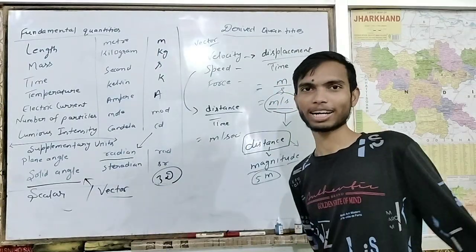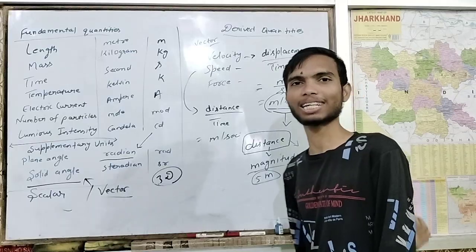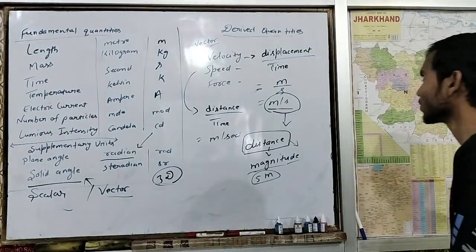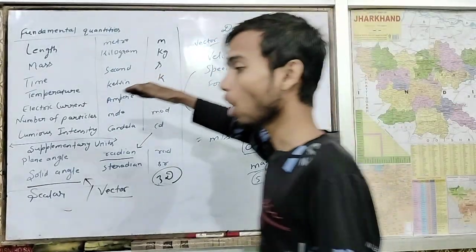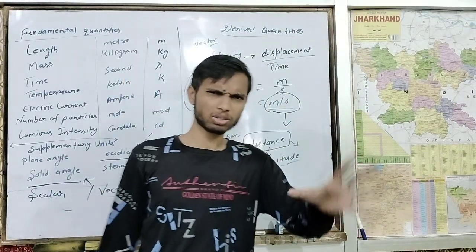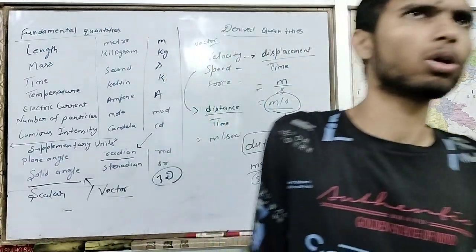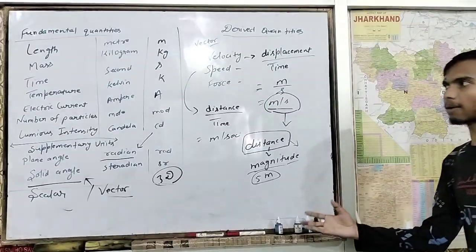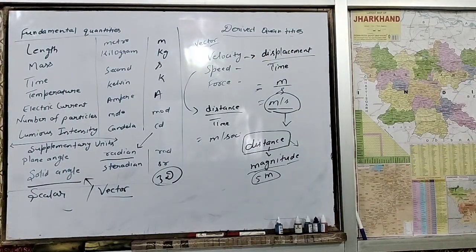So the definition of a vector is what? It has a magnitude as well as a direction. Okay. So these were derived quantities. Now we will take some derived quantities and we will see the dimensional formulas for all those quantities. Just have a look.